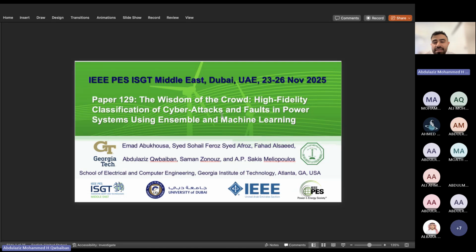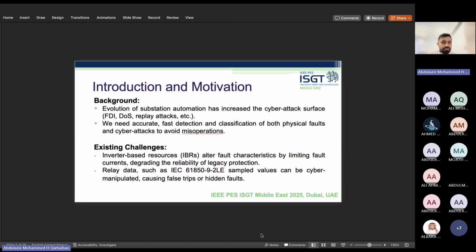High Fidelity: Classification of cyber attacks and faults in power systems using ensemble and machine learning. Ensemble is a branch of machine learning like decision trees, etc. And machine learning itself. So let's see what's going on.